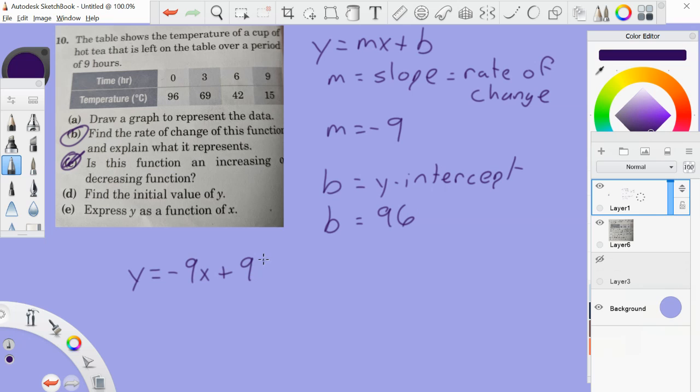Written another way, you can see that our temperature T is 96 minus 9 times x. It starts at 96 degrees, and every hour, which is our x, our temperature is going to go down by 9. So either one of those is correct. You could say -9x plus 96 or 96 minus 9x. It's the same thing. And that answers our last question.